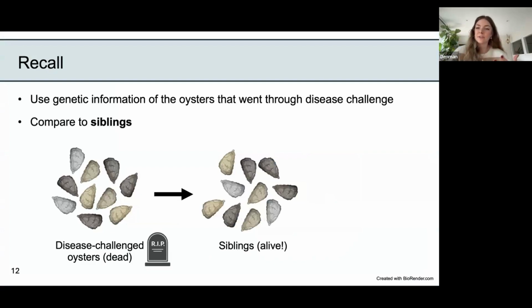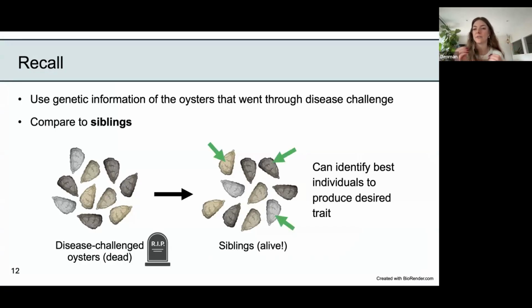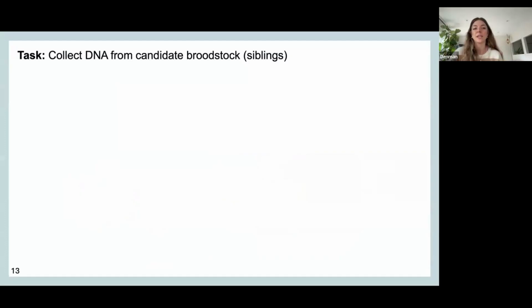So at this point, we have our phenotypes and our genotypes. What is the next step? Well, remember that we want to use the genetic information of the oysters that went through the disease challenge originally, and compare that to the siblings so that we can identify those ones in that group that have the phenotype that we're looking for. So how do we do that? Well, we need to collect the DNA from the candidate broodstock or the sibling group.